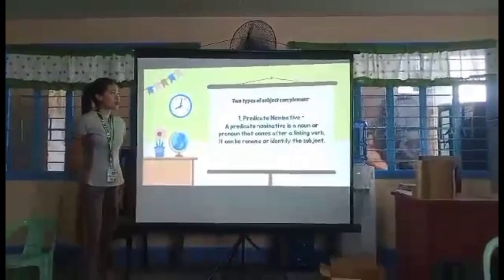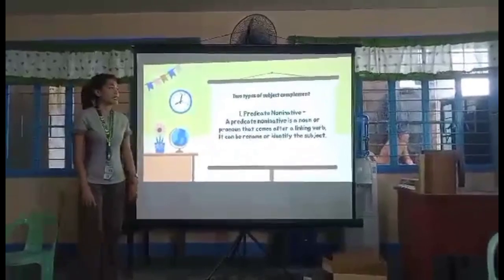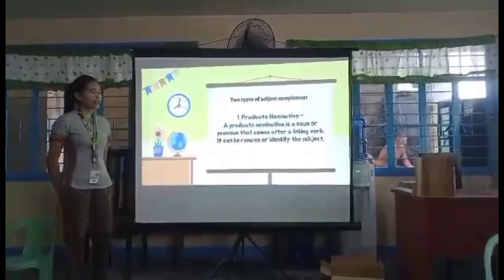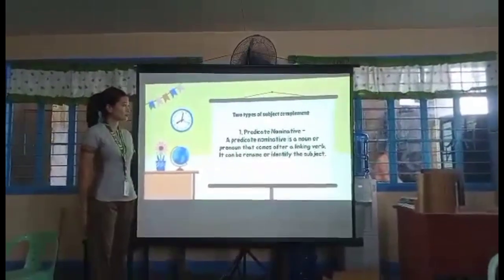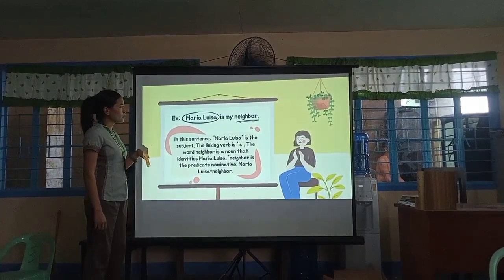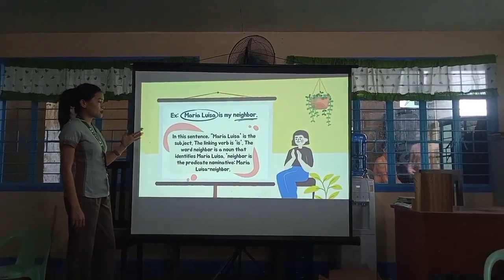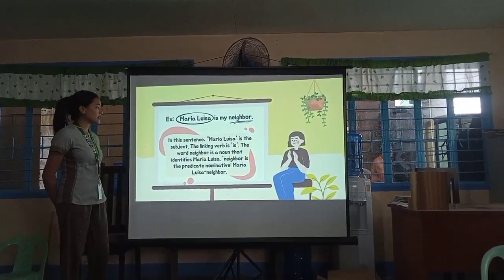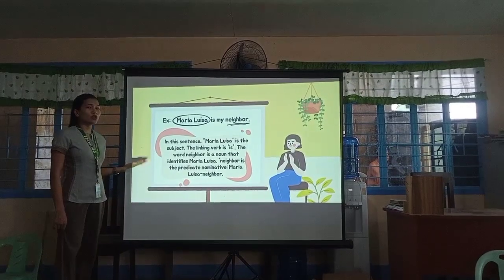Okay. Two types of subject complement. First is predicate nominative. A predicate nominative is a noun or pronoun that comes after a linking verb and can be renamed to identify the subject. Here are the examples of predicate nominative. For example, Maria Luisa is my neighbor. Maria Luisa is the subject. The linking verb is "is." The word neighbor is a noun that identifies Maria Luisa. Neighbor is the predicate nominative.